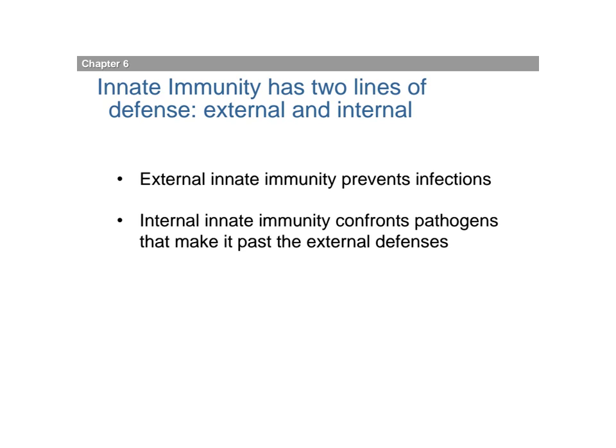The innate immune system can be divided into two lines of defense, external and internal. The external innate immunity prevents infections. So this consists of things like your skin, which acts as a physical barrier. The mucous membranes inside your mouth, the lining of your respiratory system, all these, and we'll talk about them in more detail in a second, prevent the pathogens from actually entering your body. And then there's the internal innate immunity system, which confronts pathogens that make it past this external defense.